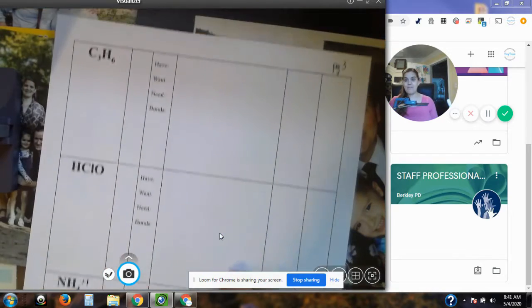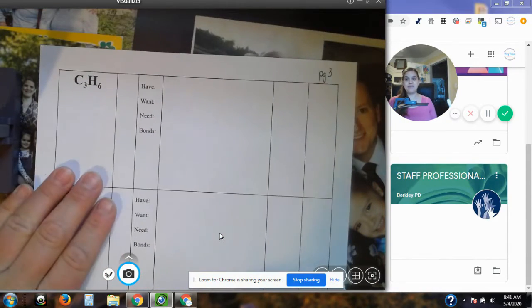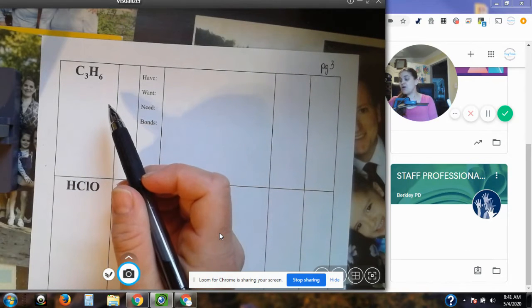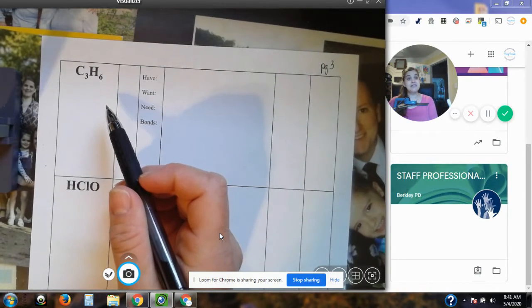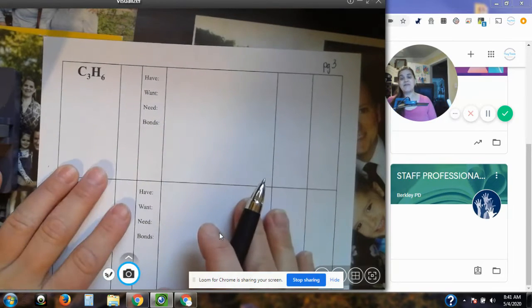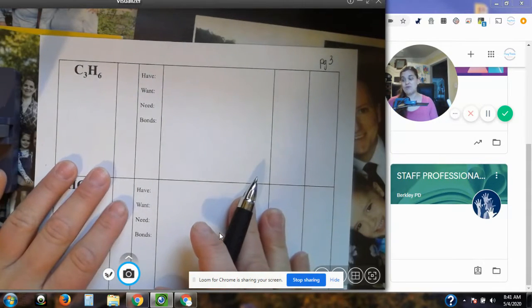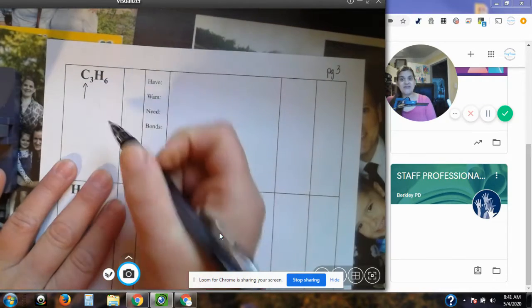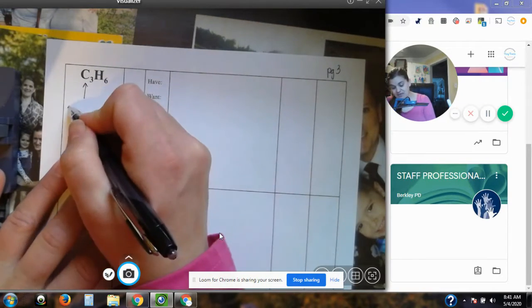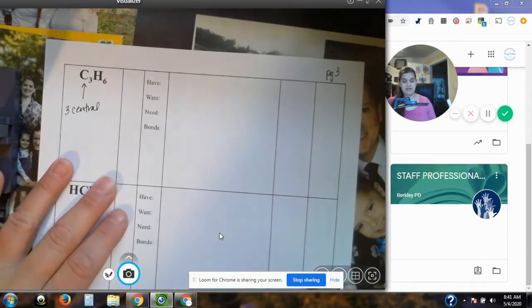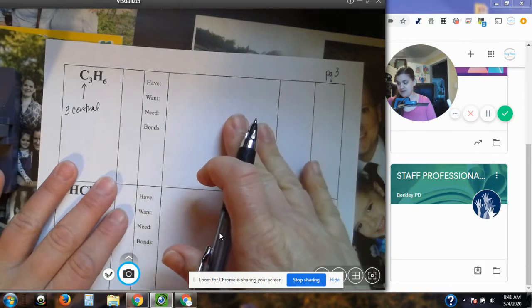Okay, the one that I really want to spend a little bit of time on is C3H6. And so you have just recently learned how to do the naming on these. It's really important because the name is going to give you a clue about how to set this up. So remember that with this carbon, you're going to have 3 central atoms here, and you're going to spread them out on your paper here, okay?